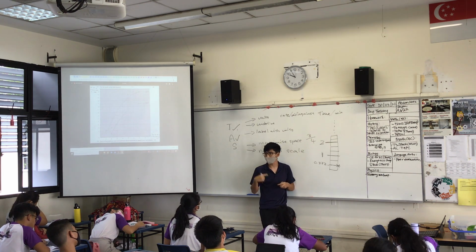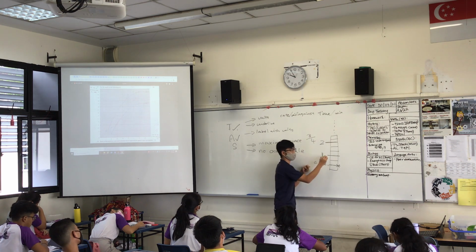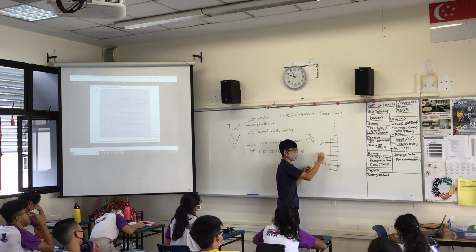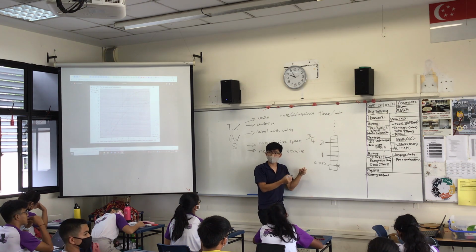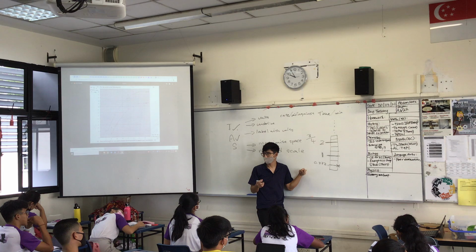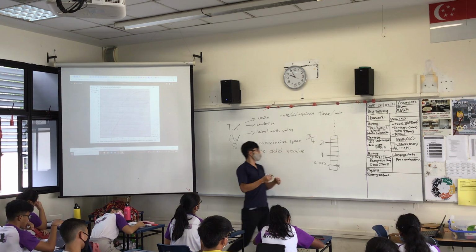Okay? So if you want to check if you have an odd scale, you take your labeled units at the side, and then divide by the number of squares that it represents. And if you get a recurring number, that's an odd scale. Then it's very hard for you to do a good plot.